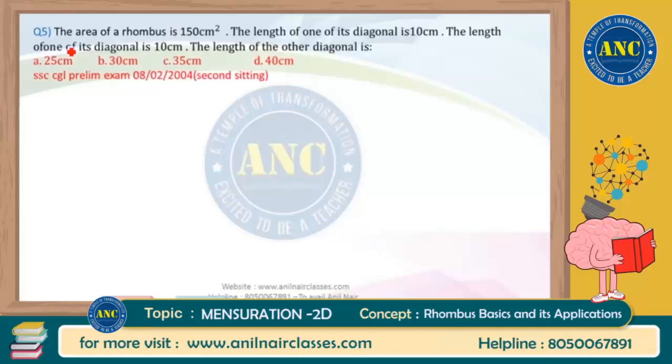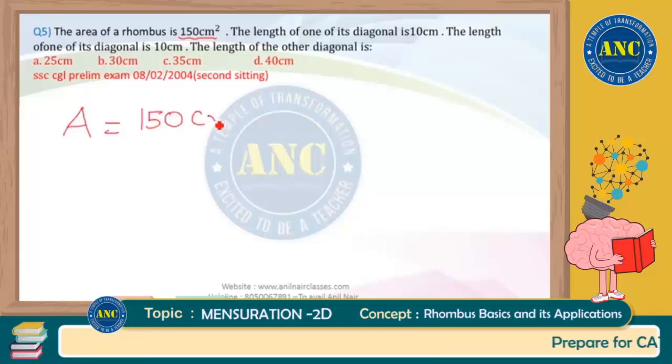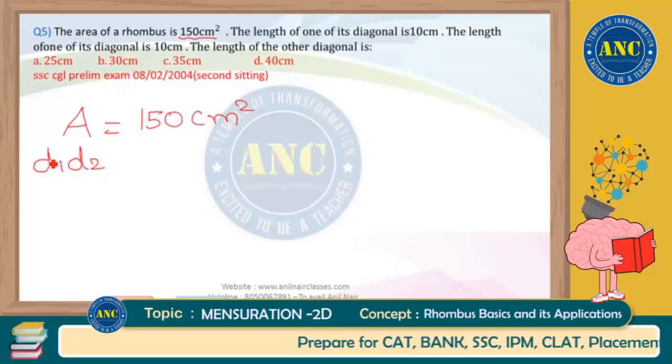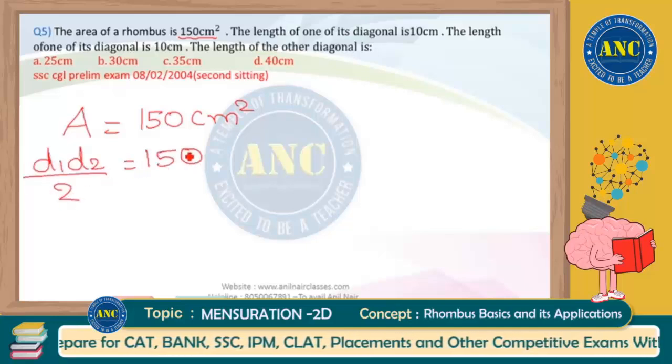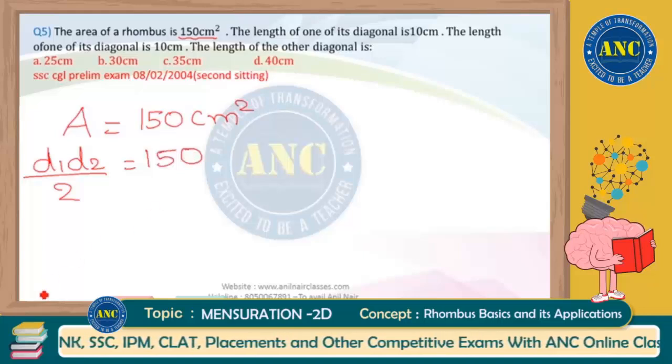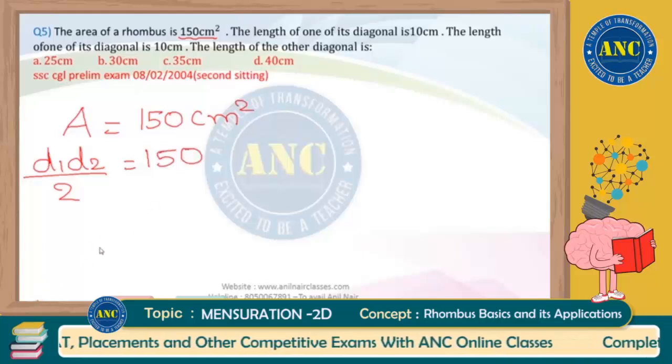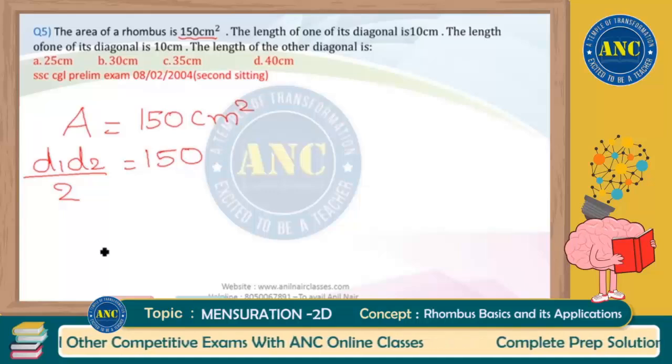Question number 5. The area of a rhombus is 150 square centimeter, and we also know that area is d1 into d2 by 2. I have proved it, sir. Without proving, I will not solve it. I did not prove it today, but I proved it in the starting stages of my mensuration class.